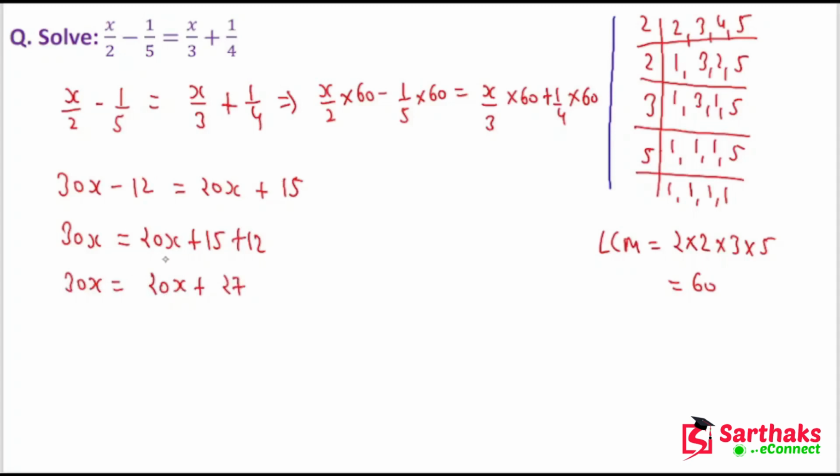Okay, now you have to remove 20x from RHS, so you can directly bring 20x to LHS and it would change the sign. Transposing 20x from RHS to LHS, we will get 30x minus 20x is equal to 27. Otherwise, what you would have done, you would have subtracted 20x from both the sides. It would cancel out 20x here and it would be still 30x minus 20x. That is the same method. So we are saving one complete step over here.